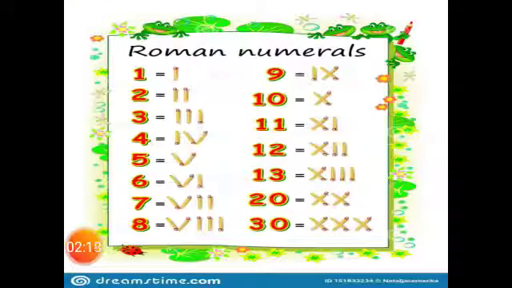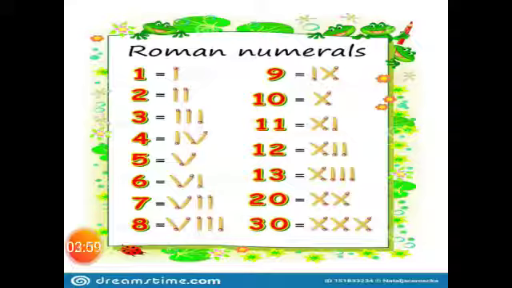Some Roman numerals. 1 is represented by I. 2 is represented by II. 3 is represented by III. 4 is represented by IV. 5 is represented by V. 6 is represented by VI. 7 is represented by VII. 8 is represented by VIII. 9 is represented by IX. 10 is represented by X.